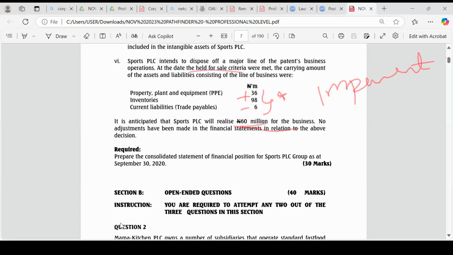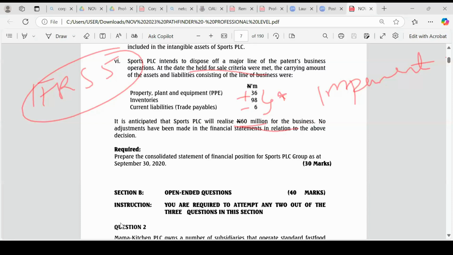For those of us who may be asking, what does it mean? This held for sale, I don't know if you've done it. IFRS 5, asset held for sale, non-current asset held for sale, and discontinued operation. That knowledge is needed here. So this is one of the reasons why I say solving the past questions requires you to have done some other topics, right? But this is not more than we can handle, okay?